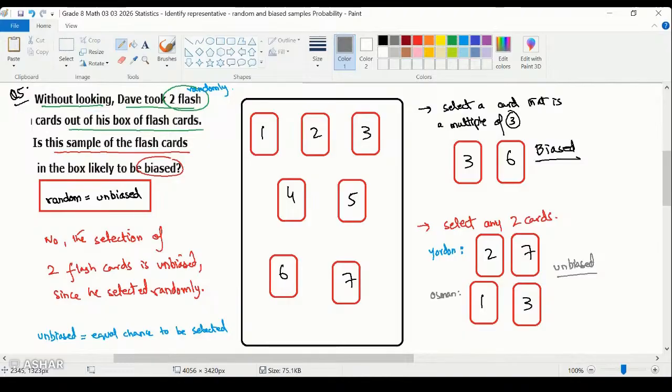So the same question, question number 5, was without looking. That means Dave is not choosing. There are some flashcards in the box. He puts his hand in the box and just takes out 2 random cards. So any card could have been selected, right? So when any card can be selected, everything has an equal chance of being selected, right? That means it's unbiased. Do we agree here?